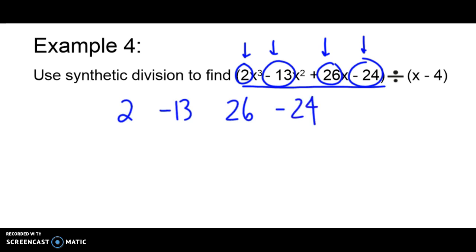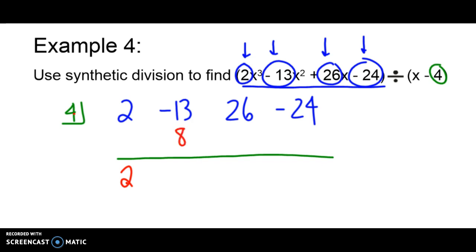And then it said to put x minus r, that quantity r, so in our case x minus 4. 4 is going to be my r. And I put it in a box. And I put that right next to my coefficients. And I draw a line. Now what I'm going to do, I drop the 2 down right here. And now I multiply. 4 times 2 is going to be 8. And I add. Negative 13 plus 8 is a negative 5.